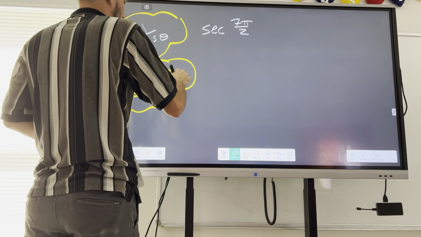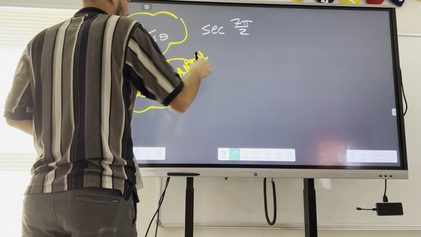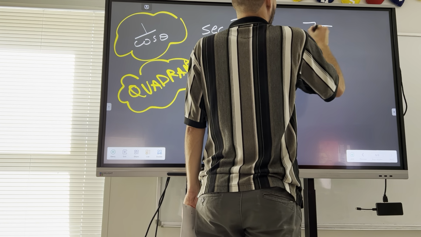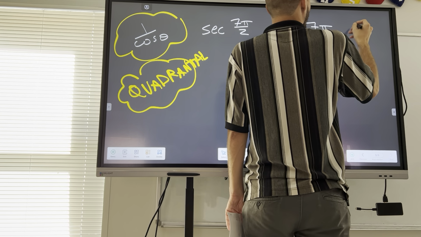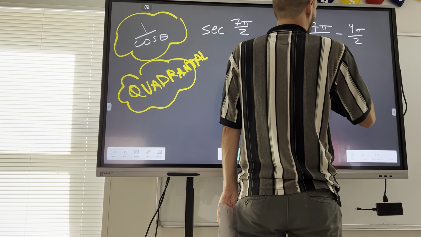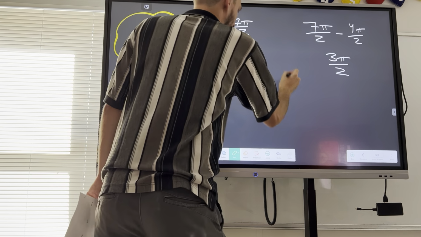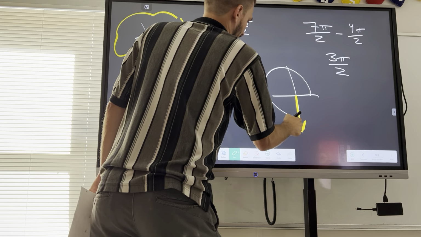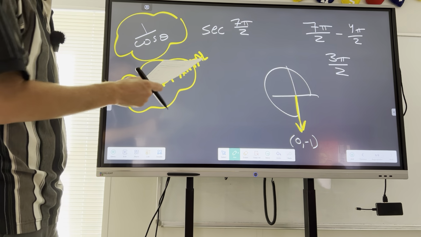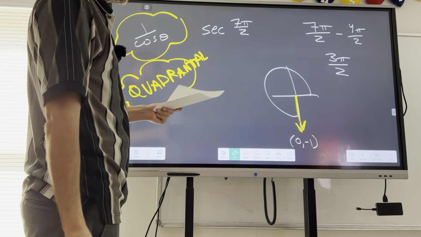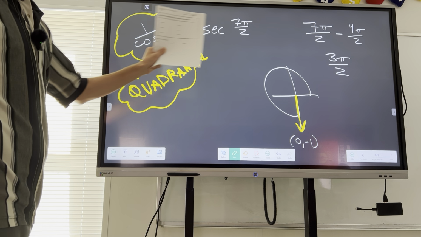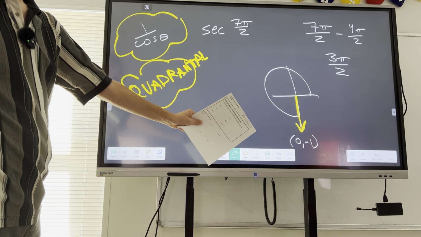Second time I made that cloud a little too small. I'm thinking 7 pi halves is a little crazy. You guys seem to like the coterminal, at least the people who speak to me. They're my favorite anyways. 3 pi halves, and 3 pi halves is down here. I think we already did 3 pi halves. Yeah, when we did number 2, I guess, we did 3 pi halves. But we're back here, which is cosine, which is 0.